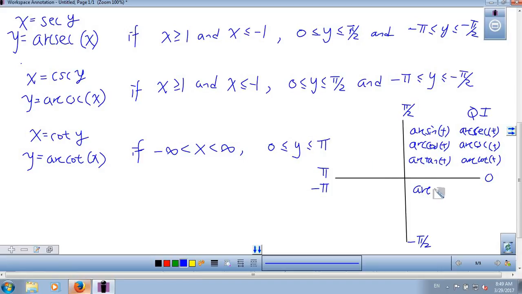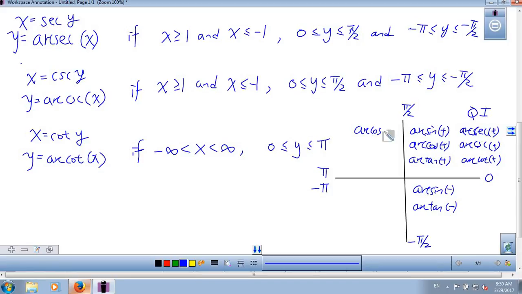So arcsine, when we input a negative value, will return a negative angle between 0 and negative 90 degrees. So will arctangent. If I input a negative number into arctangent, the output will be an angle between 0 and negative 90 degrees.